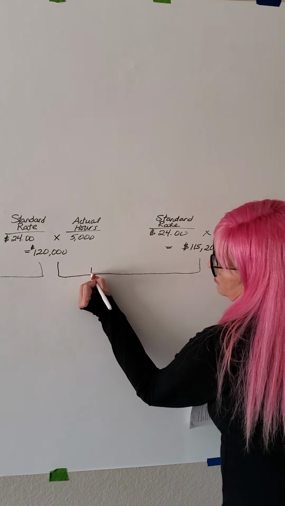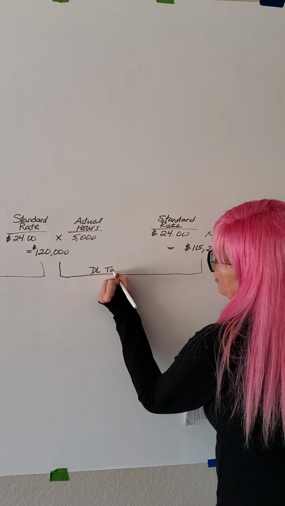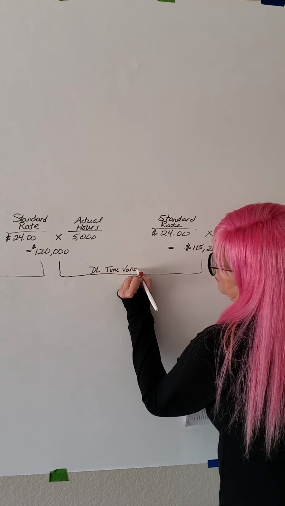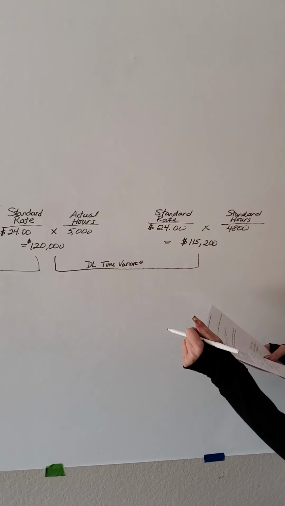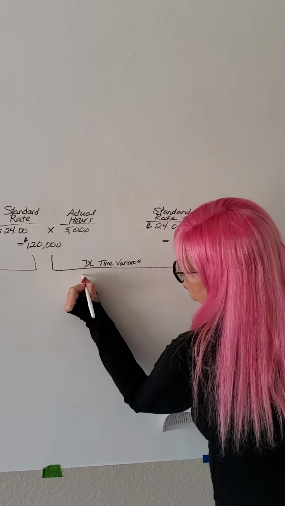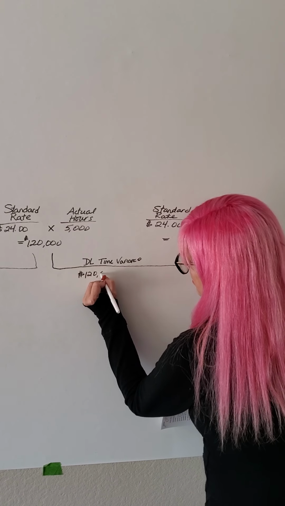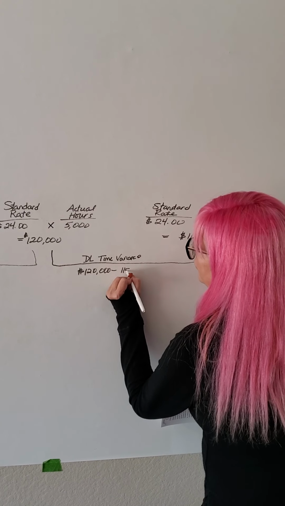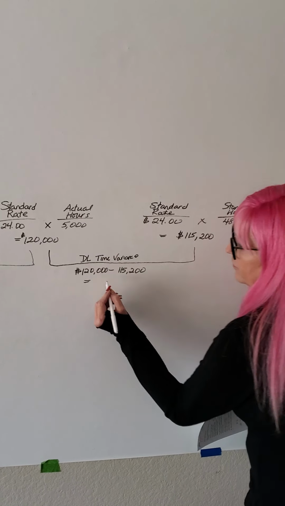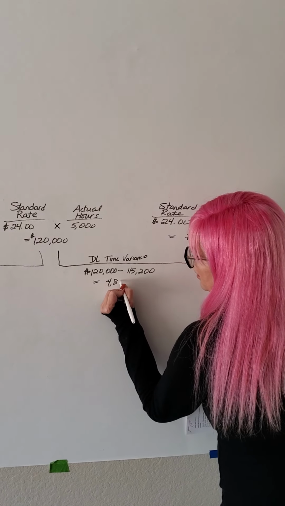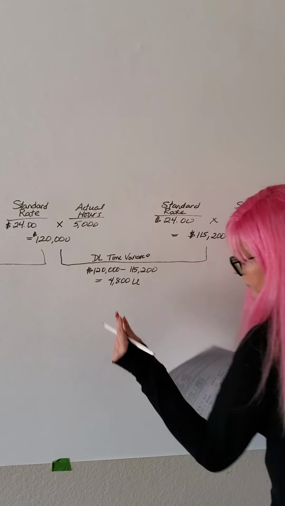So here I'm going to do my direct labor time variance. So here we're looking at, we've got the 120,000 minus the $115,200. That's going to give us a positive $4,800, and that's going to be unfavorable.